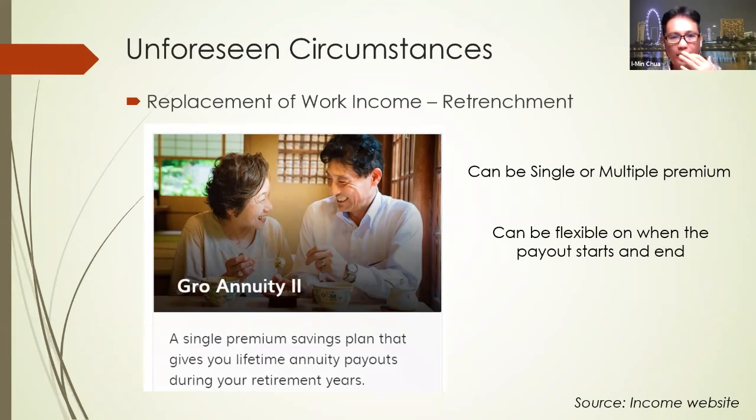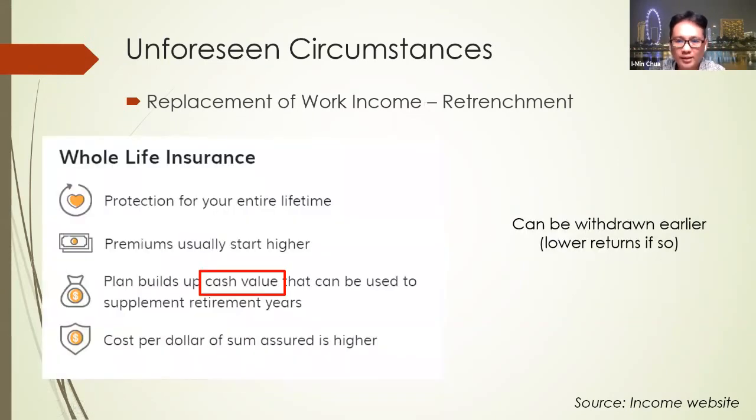You can also do it like this: for example, I'm 46 years old, I pay a single premium today, then I get a regular payout from 55 onwards all the way to 65. You can do that. So if you are worried about retrenchment and want certain protection, that is how you should protect yourself. Of course, the other way to protect is to use a whole life insurance.